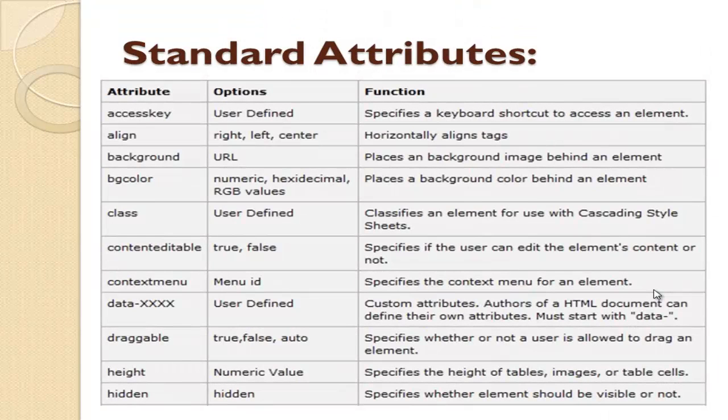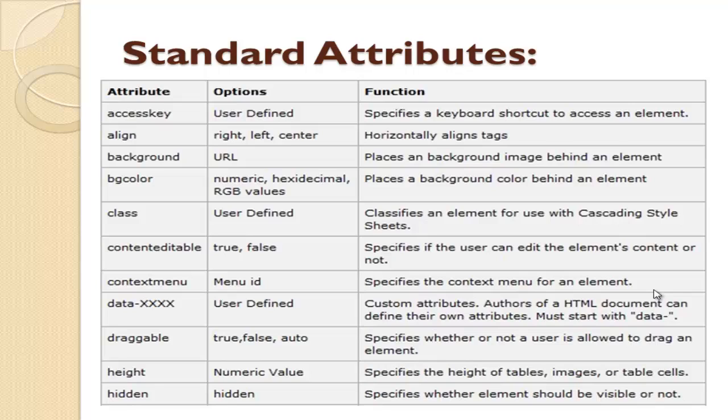These are accesskey, which is a user-defined option, and its function is to specify a keyboard shortcut to an element or to access any element. Another is align. Its options vary, like right, left, center, and its function is to horizontally align tags. Means you have any piece of content and you want it to align center, right or left, you can use this attribute.